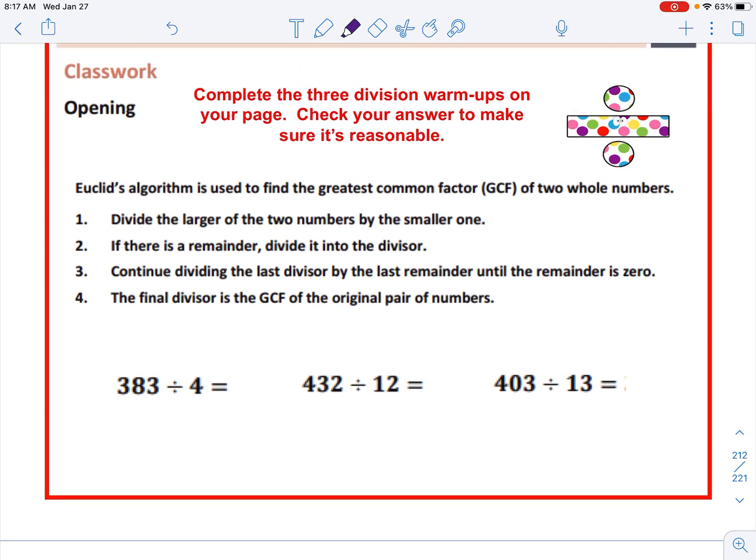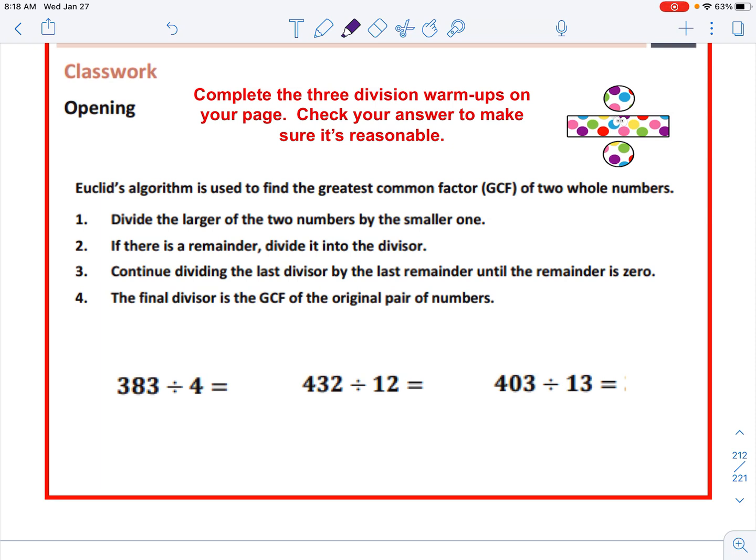So these are the steps for Euclid's algorithm. Euclid's algorithm is used to find the greatest common factor, GCF, of two whole numbers. Number one, divide the larger of the two numbers by the smaller one. If there is a remainder, divide it into the divisor. Number three, continue dividing the last divisor by the last remainder until the remainder is 0. And lastly, the final divisor is the greatest common factor of the original pair of numbers.